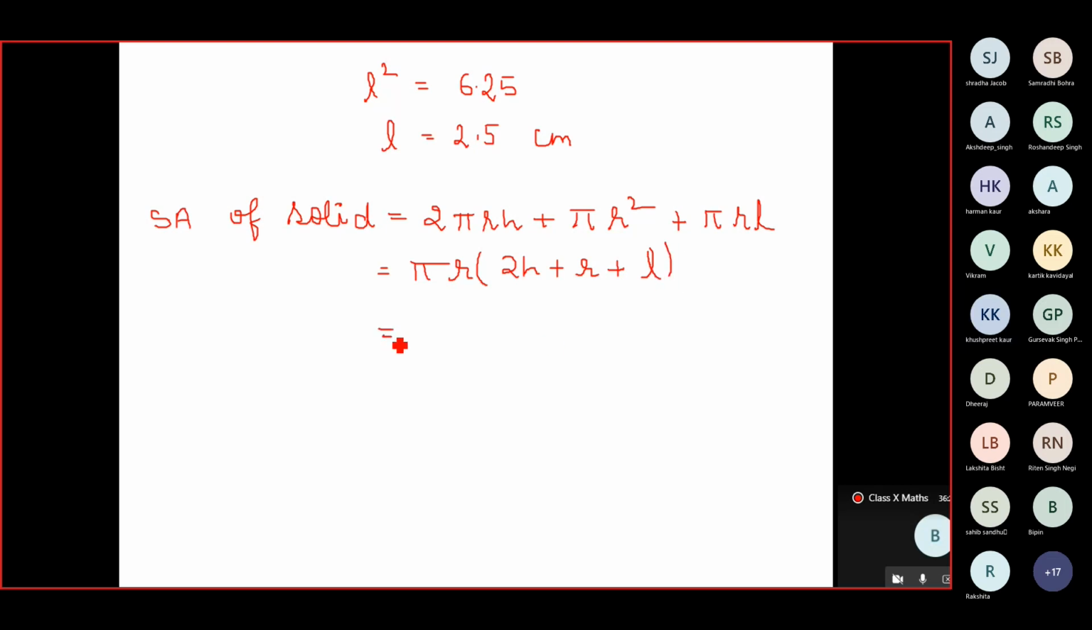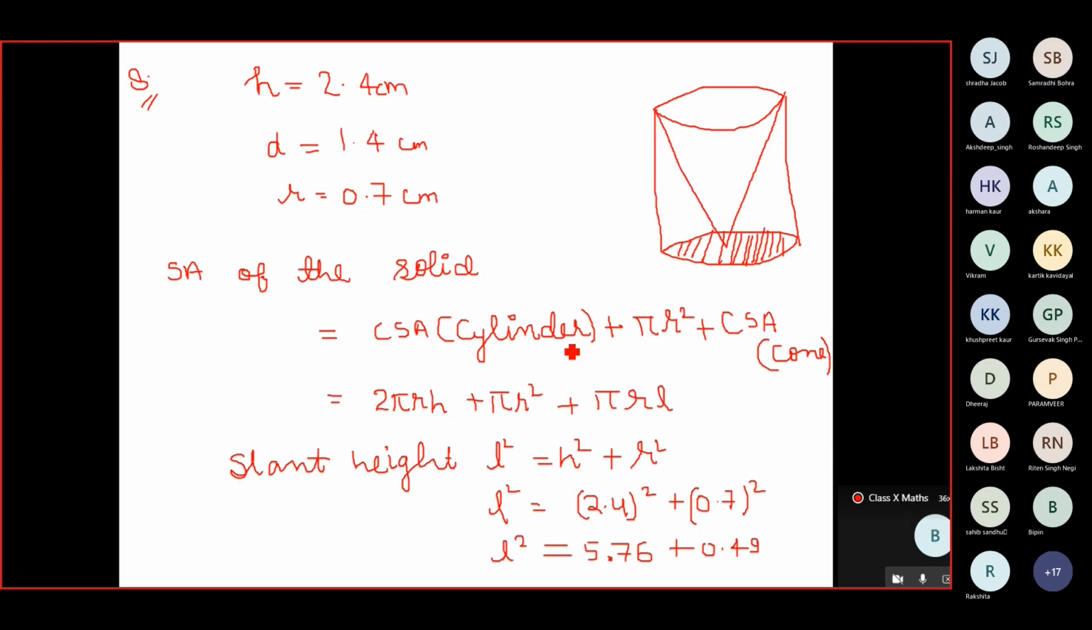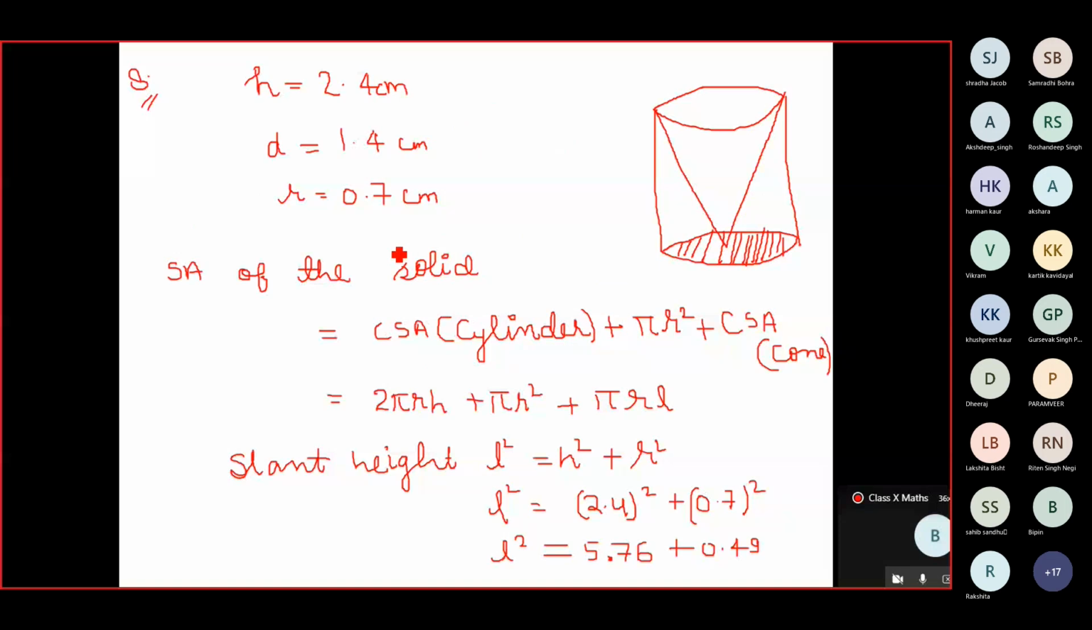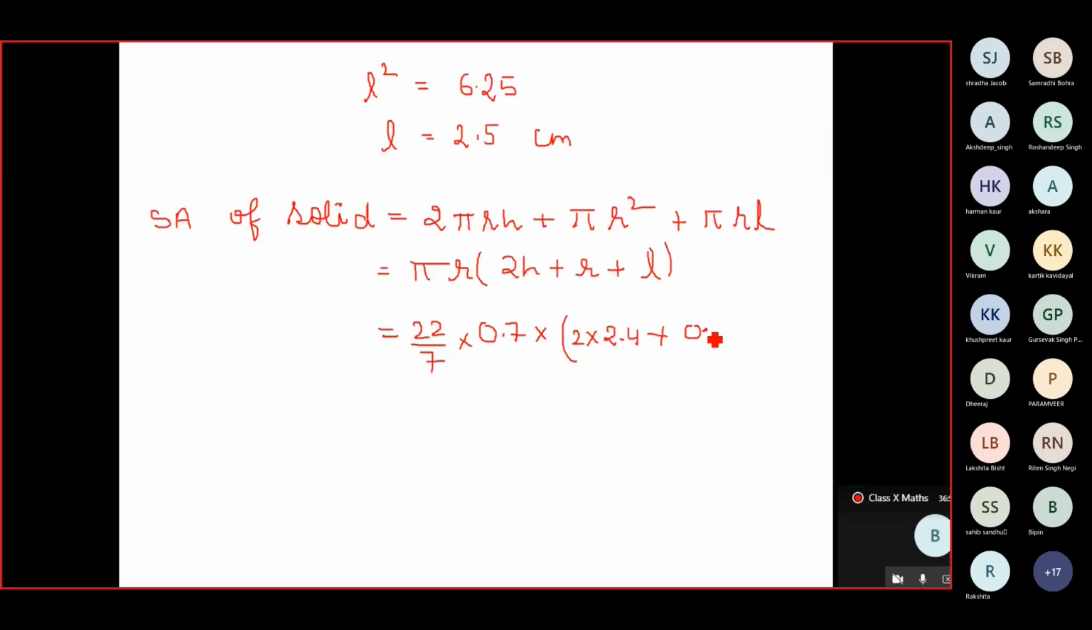Okay, so pi is 22 by 7. R is 0.7. And H will be what? 2 into H, 2 into 2.4, H is 2.4, plus R, that is 0.7, and L is what? 2.5. Okay, this is the thing.